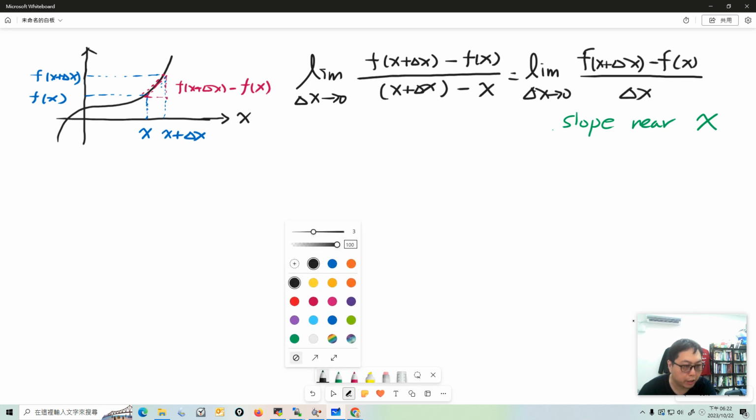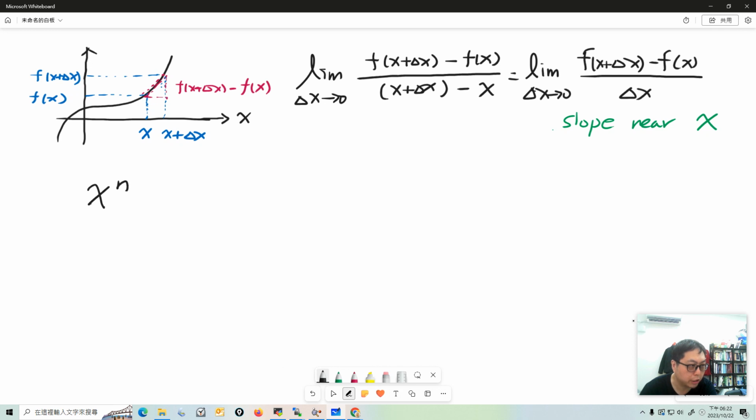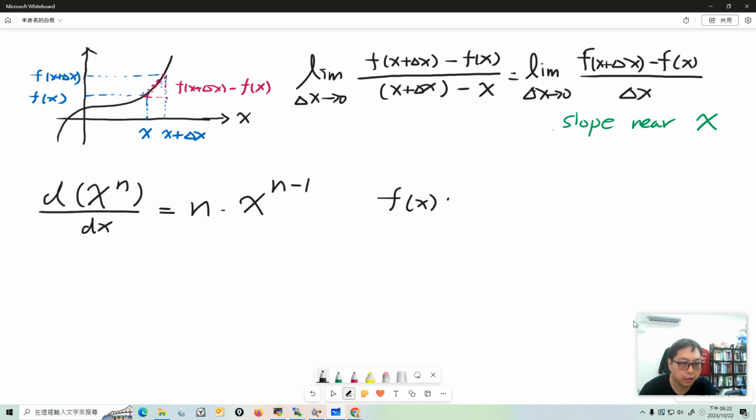For the power function, in the calculus book it says the derivative of x to the n with respect to x is a formula like this: n times x to the power n minus 1. I will use the original definition to show you this formula. So our f of x is x to the power n.